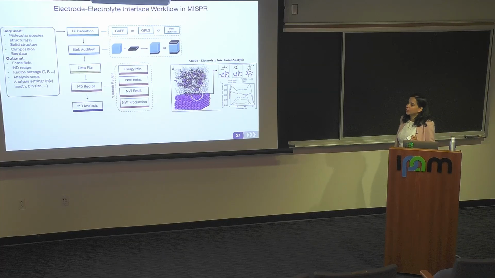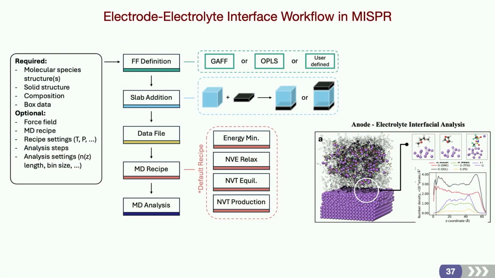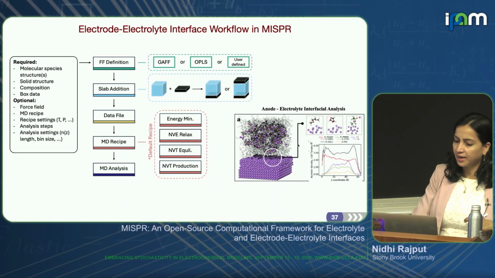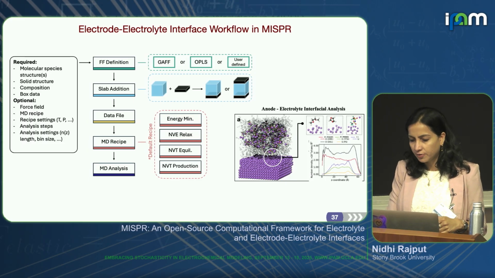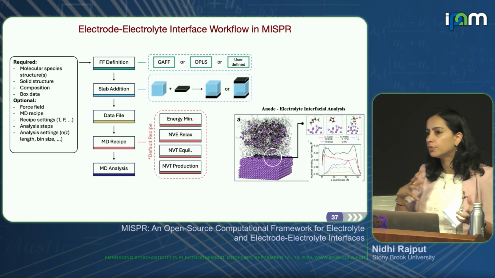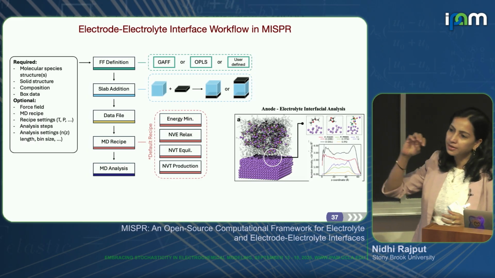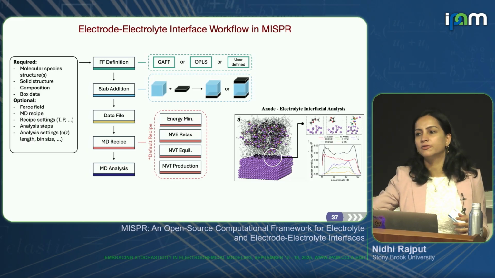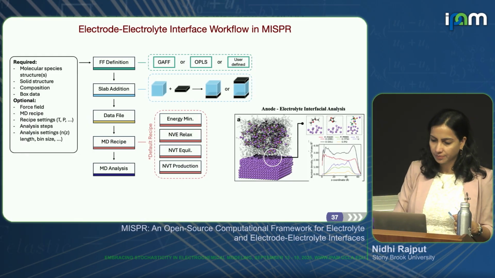So currently, what we are working on is this workflow in MISPR, which we developed, but it's not public. It's not out there on the website yet. You can start with the molecular species, the solid structure and composition, and box size. It gives you the force field. Those are the only required things for this workflow. It comes up with the force field definition, slab addition, data file, MD recipe, and then we do all the MD analysis. And then we do cluster analysis, a similar approach to what we had for the NMR flow near the interface, to extract the stable structures and then feed them back to DFT and AIMD simulations.